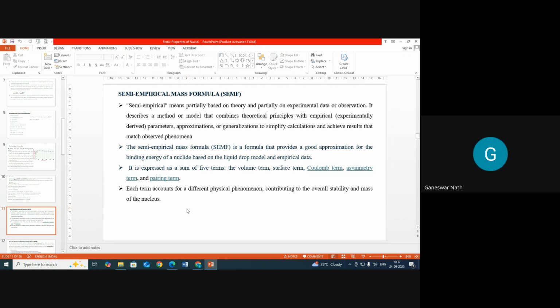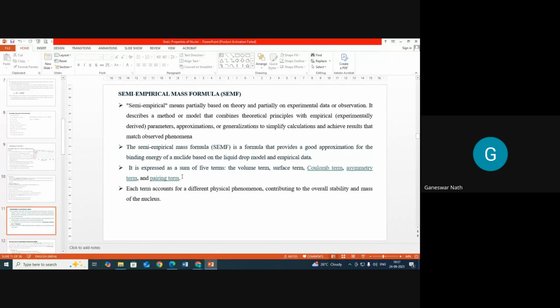The semi-empirical mass formula is a formula that provides a good approximation for the binding energy of a nuclide, based on the liquid drop model and empirical data. That means the semi-empirical mass formula is derived from the liquid drop model, and you can find it consists of different terms or factors. So that we have to discuss.